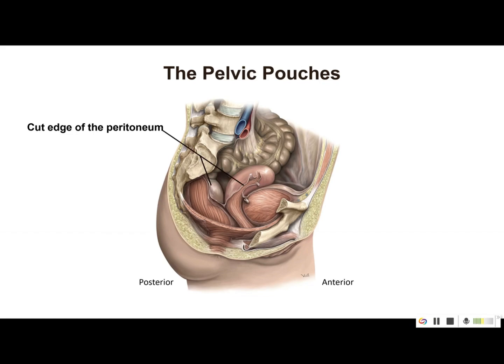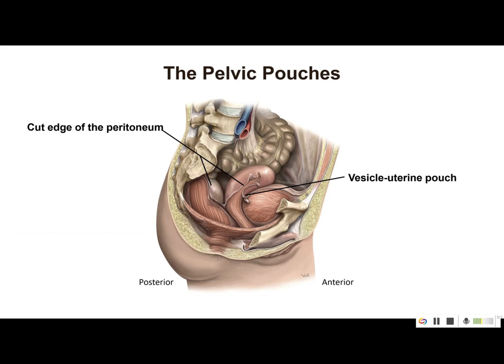The peritoneum drapes over the pelvic organs like a sheet, and together with the space between the pelvic structures, it creates anatomical recesses or pouches in the pelvic cavity. The pouch created by the peritoneum covering the space between the bladder and the uterus is known as the vesico-uterine pouch. When we say vesico, we're referring to the bladder.